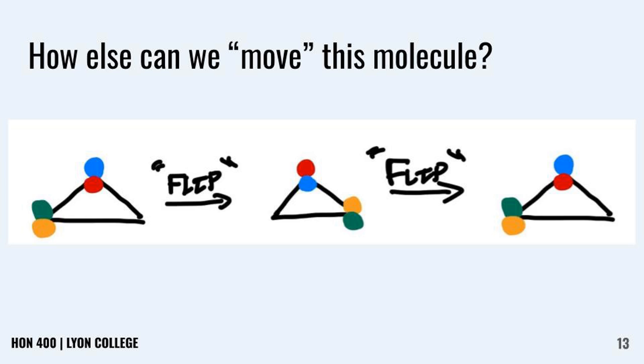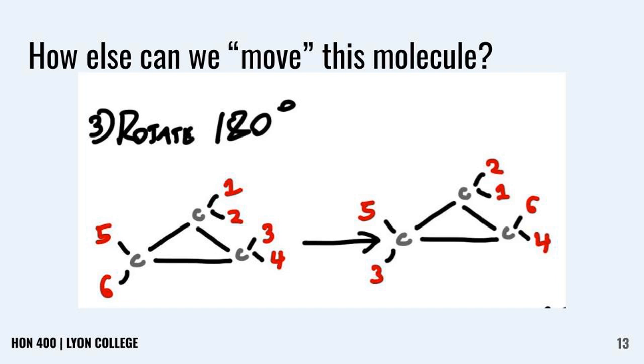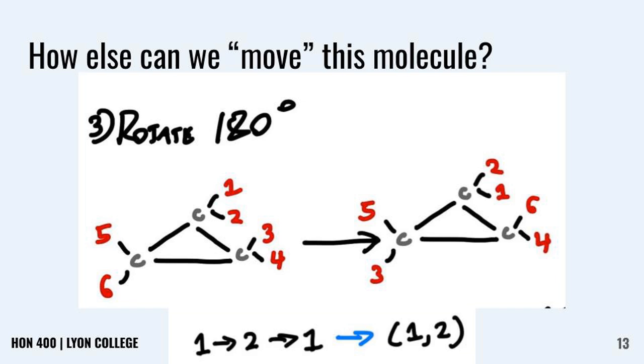We could also rotate this molecule 180 degrees, shown with this simple depiction with the triangular molecule flipping over. Now looking at the full molecule, hydrogen 1 would move to position 2, and then back to position 1, which we can write the same way as before, 1, 2. And these pseudo-movements are called symmetry operations, and they define the symmetry of the molecule.